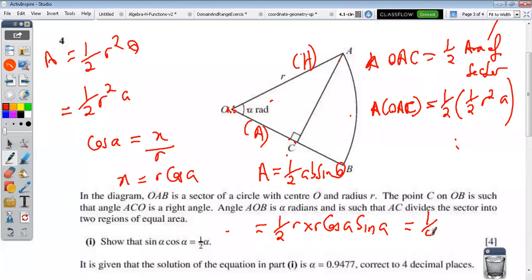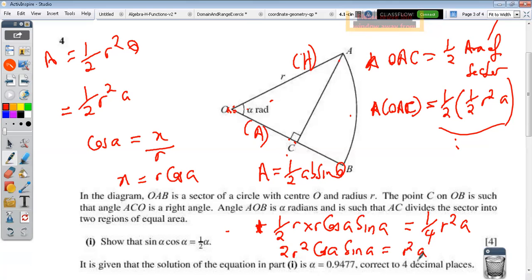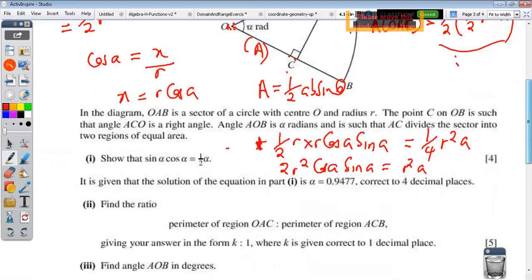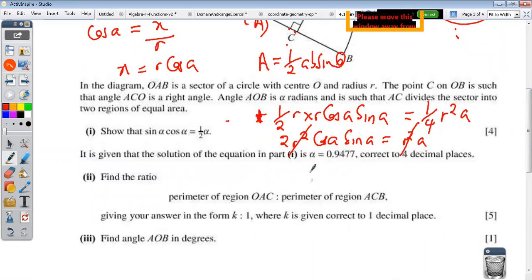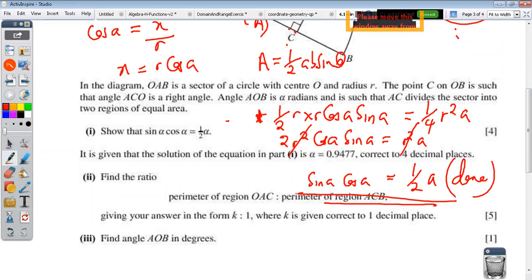That gives us quarter r squared cos A sine A, equal to quarter r squared A. Making sense now, right? Now multiply everything by 4, because what I simply want is to eliminate the denominators. I will have 2r squared cos A sine A is equal to r squared A. Clear? Divide both sides and then I have the answer: sine A cos A is equal to half A. Done.